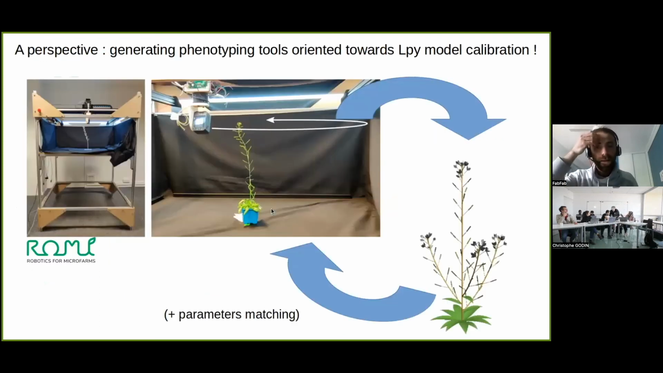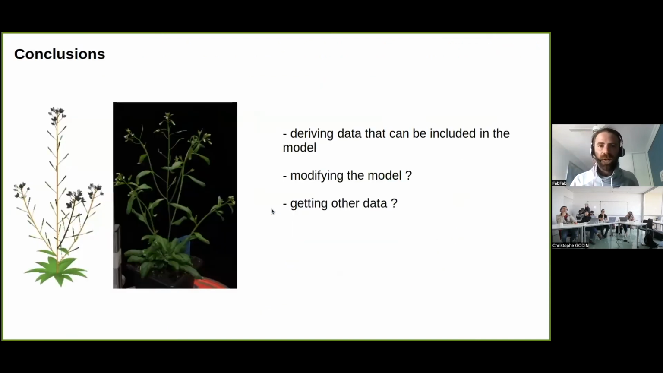Okay. And as a perspective, I think the RAMI project is to use virtual plants to ease the process of phenotyping and to avoid doing time-consuming measurements. And here, what I'm doing is that I'm doing time-consuming measurements to make a good model. So it's kind of a vicious circle here.